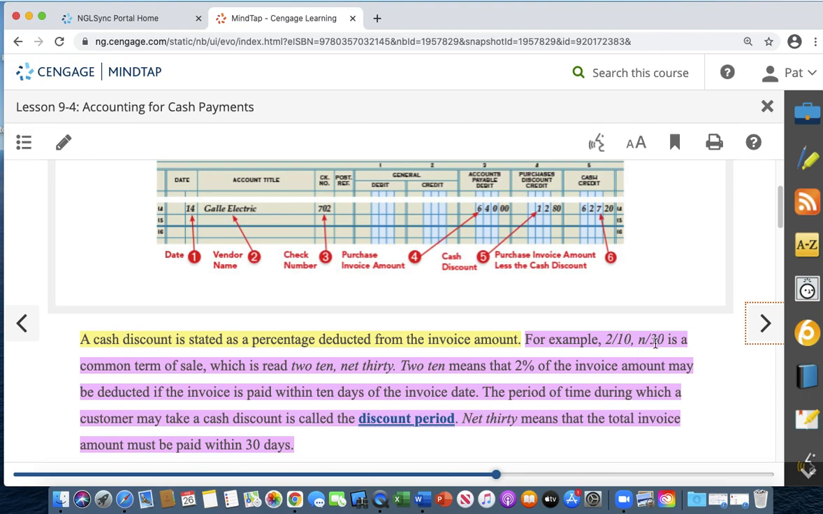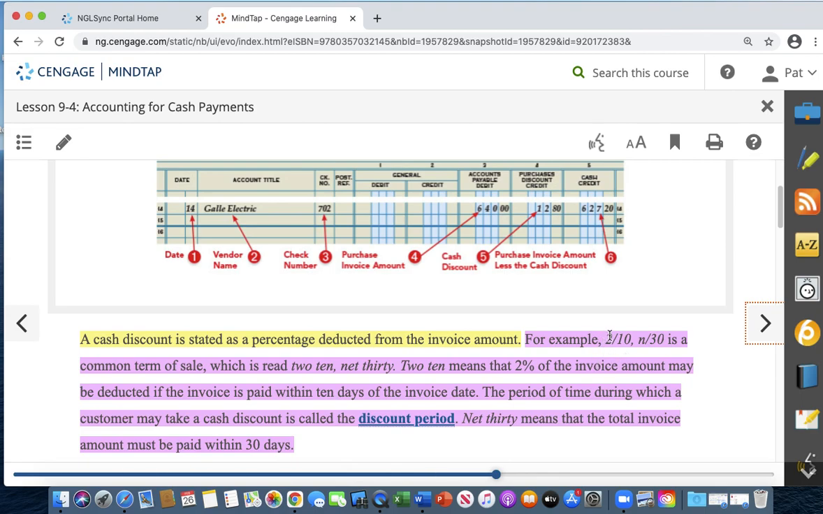Now, what will happen after that? They might charge you a fee. They might charge you interest. It just depends, okay? The period of time during which the customer may take the cash discount is called the discount period. So that's the 2/10. The 10 days is the discount period. Net 30 is the total time when it needs to be paid. So they won't go into explaining 2/10, net 30. You'll just have to remember that.